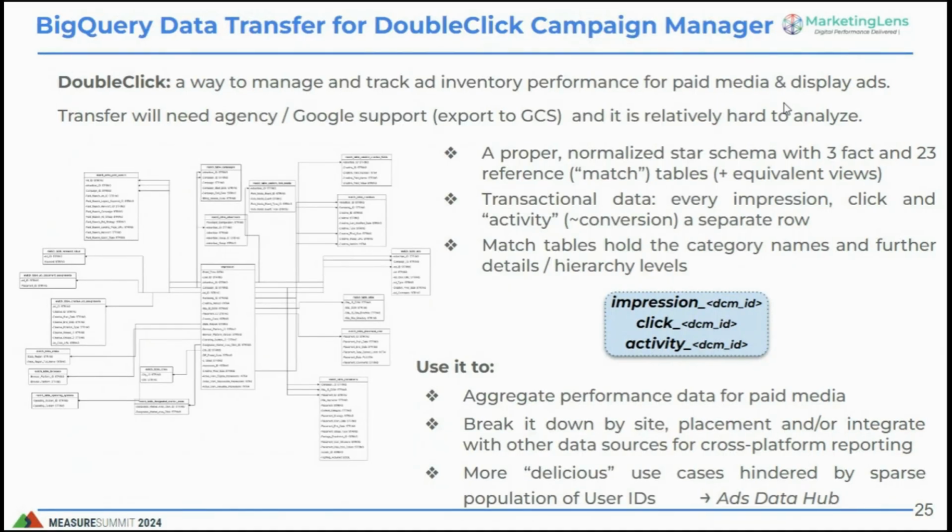So what you can use it for is to aggregate performance data for paid media. So you would end up using it in an aggregated manner. But you can break it down by site, like which publisher sites your ads are appearing on, which placement types, and like all the other ones, you can integrate this data with other data sources, for example, for cross-platform reporting, if you want to report on Google Ads, Facebook, Doubleclick, etc., in the same place.